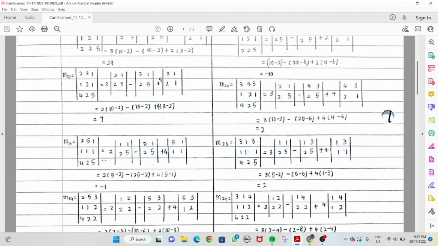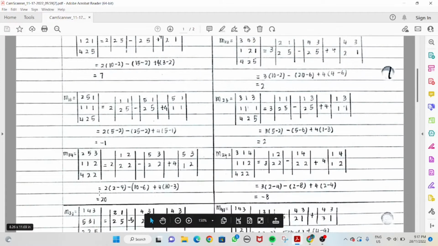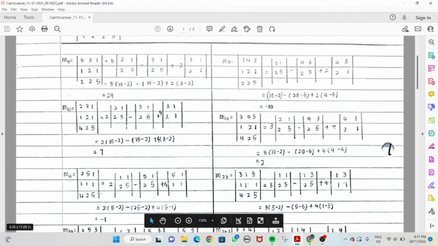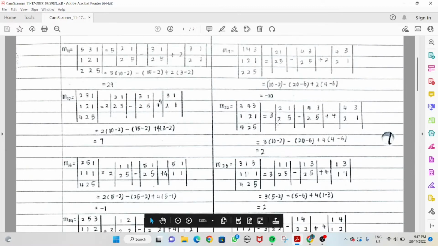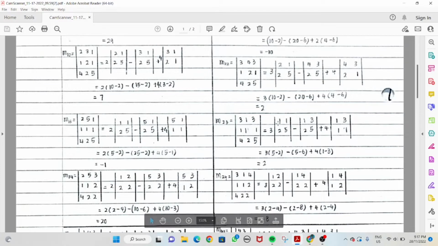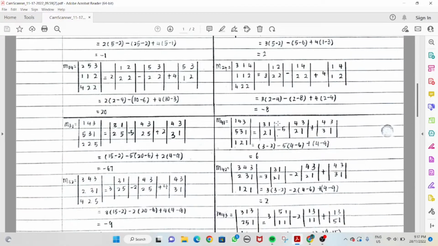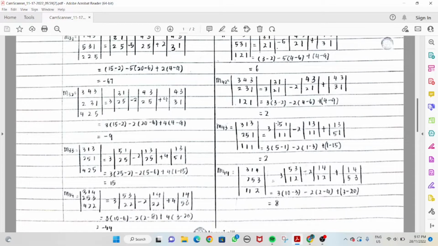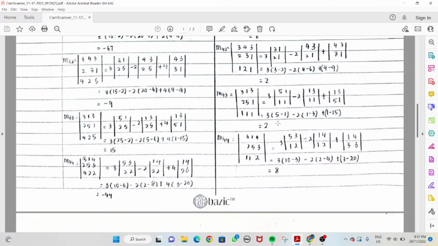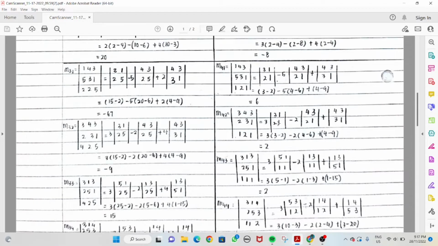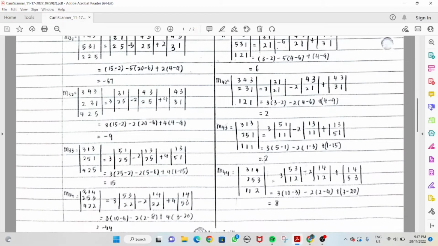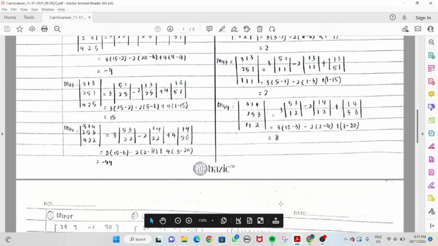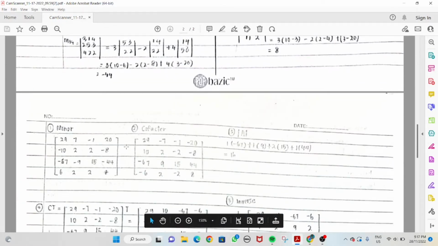M12 is 7, M13 is -1, M14 is 20, M21 is -10, M22 is 2, M23 is 2, M24 is -8, M31 is -67, M32 is -9, M33 is 15, M34 is -44, M41 is 6, M42 is 2, M43 is 2, M44 is 8. These answers all will be put into the minor according to their position.